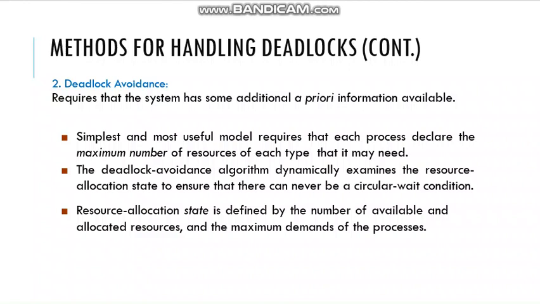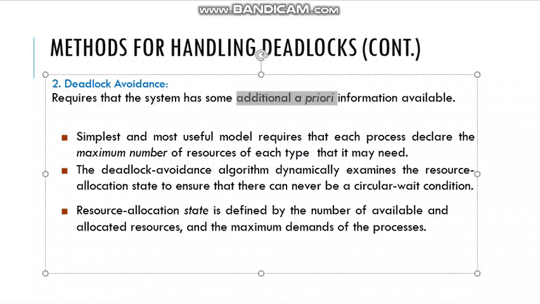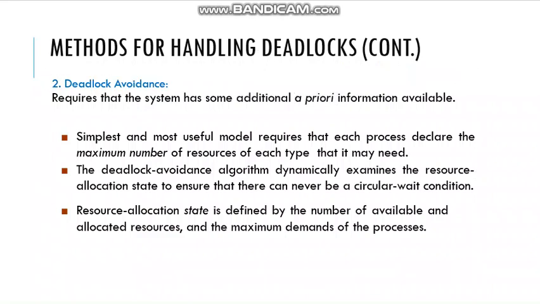So today we are going to see the second way of handling a deadlock, that is by using the deadlock avoidance technique. In deadlock avoidance, the system has some additional information. Additional a priori means before checking whether that system is in deadlock or not, it has some information about that system.